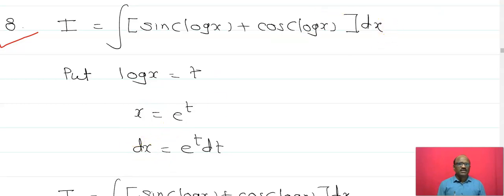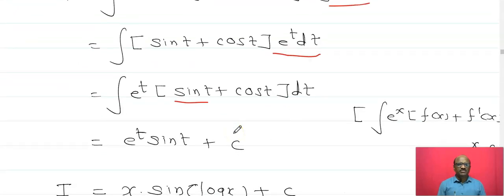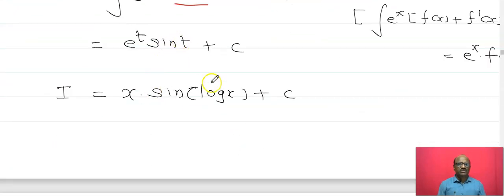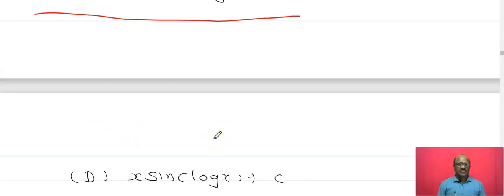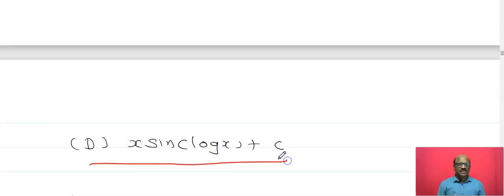And t is equal to log x. Resubstitute the value. Then you will get t is equal to log x. And e raised to t means what? x. Therefore I is equal to x sine of log x plus c. And hence option D is the correct one.